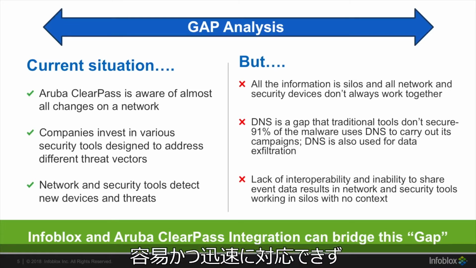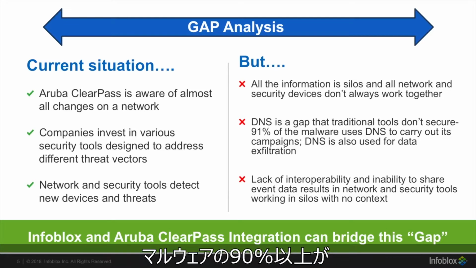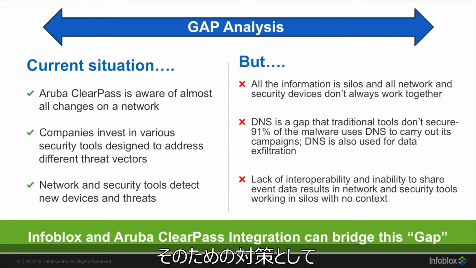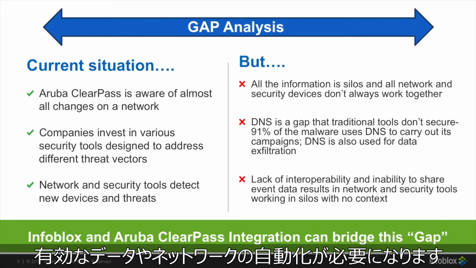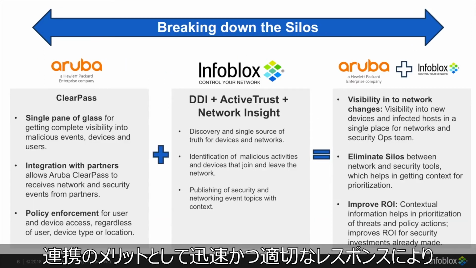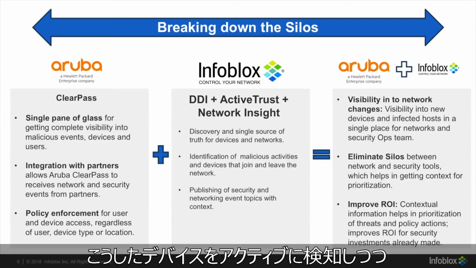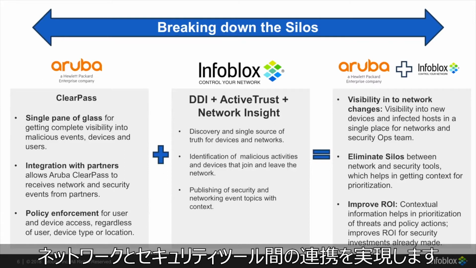But there is a lack of ease and timely access to network changes to take the right action when more than 90% of malware uses DNS to carry out its campaigns, making for a lack of useful data and network automation. The benefits of this integration include quick and relevant response to minimize the spread of infection on vital devices with active discovery of those devices while eliminating the silos between network and security tools.